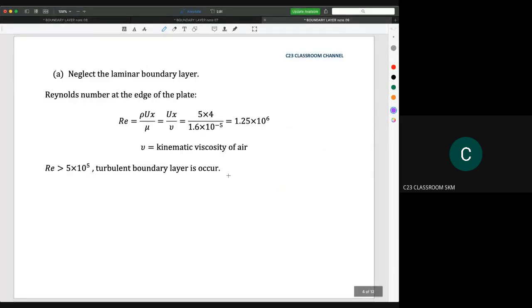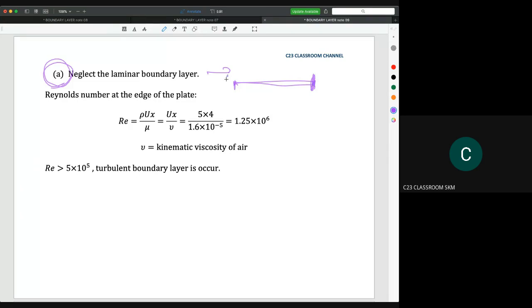Okay, so we speed up our calculation because we already know about the laminar, we already know about Blasius, we already know about the turbulent and 1/7 power law. Okay, so we try to answer condition A, which is where the laminar boundary layer will be neglected. So we calculate the Reynolds number at the edge of the plate. So at the edge of the plate means at the end of the plate here. Okay, this is the starting point and this is the end point.